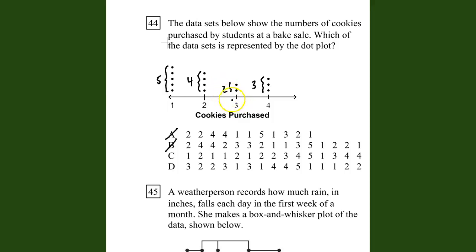We need 2 threes. Okay, so scanning here, I got 1 3 and then 2 threes. And then going to D, we have 1, 2, and 3 threes. So that eliminates D and leaves us with C.